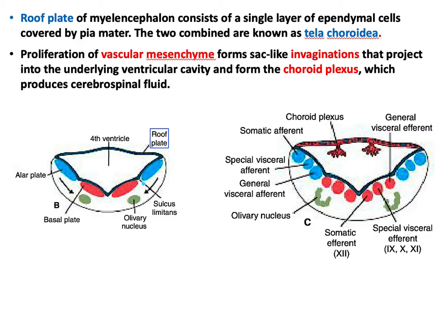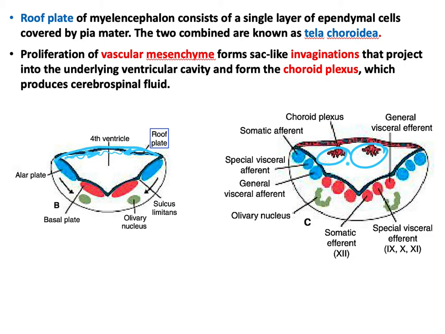So we finished most of the basal plate and alar plate, but you have a roof plate, which is a kind of ependymal cells covered by pia mater, and once the vessels are there, they create the choroid plexus of the fourth ventricle.